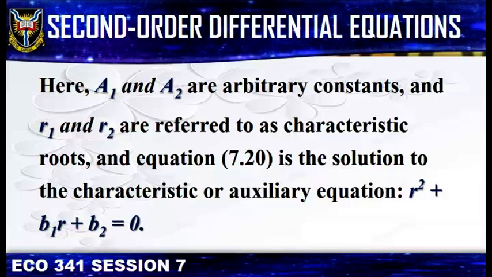For equation 3, r1, r2 is equal to 0 plus or minus square root of 0 minus 4 into bracket 0 over 2, which is equal to 0, equation 7.27. yc is equal to a1 e raised to power 0 plus a2 e raised to power 0, which is equal to a1 plus a2.